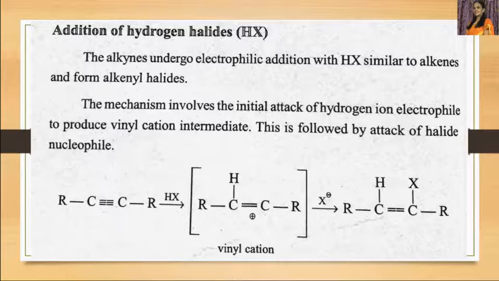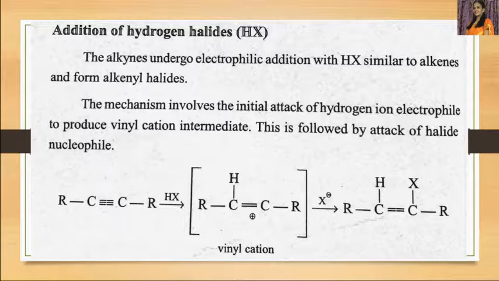Now, the mechanism involves initial attack of hydrogen electrophile to produce vinyl cation intermediate. This one, vinyl cation intermediate. This is followed by attack of halide ion as nucleophile. So initially, hydrogen ion, that is H plus ion, attacks one of the triply bonded carbons to produce vinyl cation. This vinyl cation combines with the X minus, which is present in the reagent, to form finally alkenyl halide.